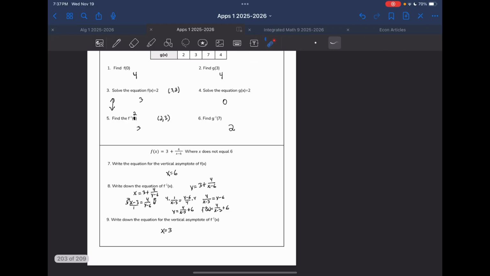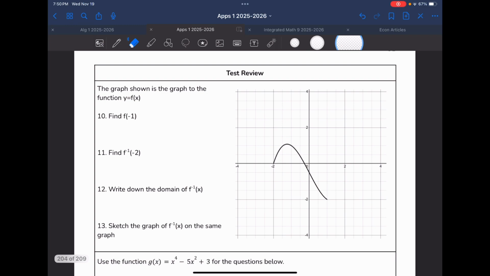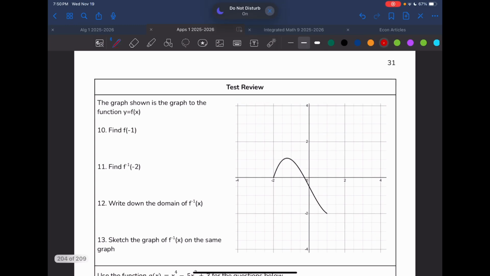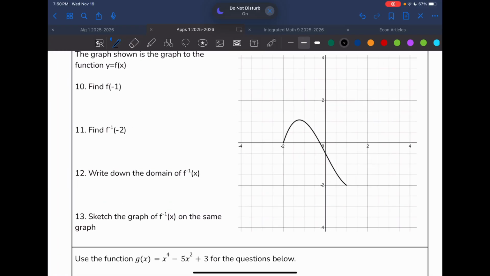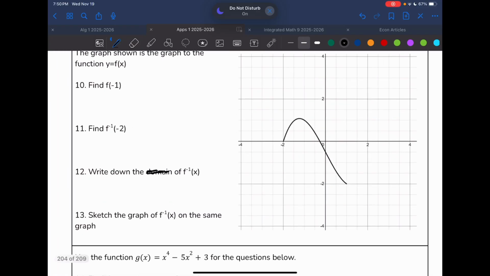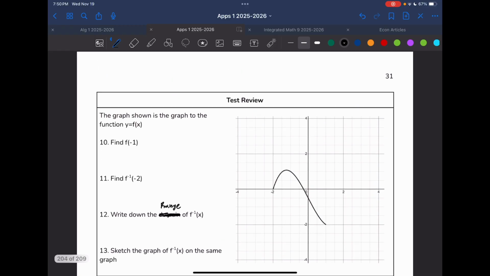All right, moving on. All right, so now we're looking at page 31, and the first thing I notice is we have an error in the question here. So before you even get started, please change the domain in question 12 to say the range.